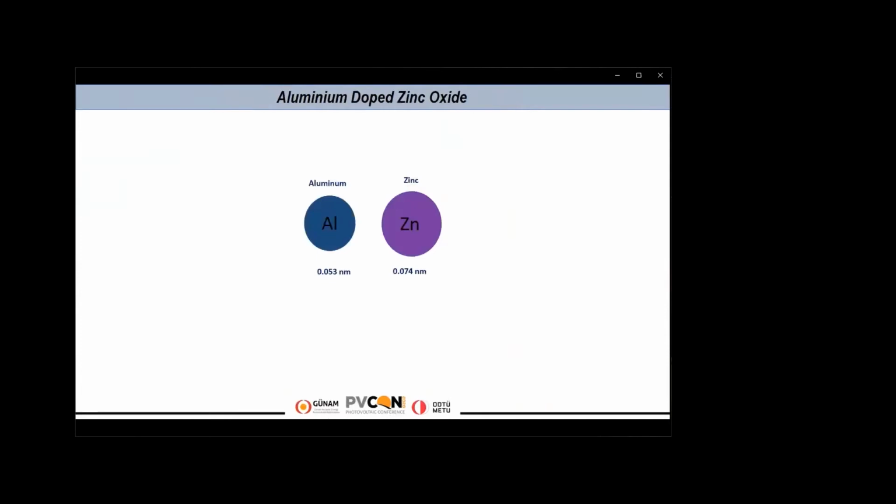Zinc oxide properties can be enhanced by doping. Electrical and optical properties of zinc oxide can be improved by aluminum doping. Aluminum atomic radius is close to zinc. Aluminum atomic radius is 0.053 nanometer and zinc atomic radius is 0.074 nanometer. So aluminum doping is easier for zinc. Aluminum gets into the zinc structure.